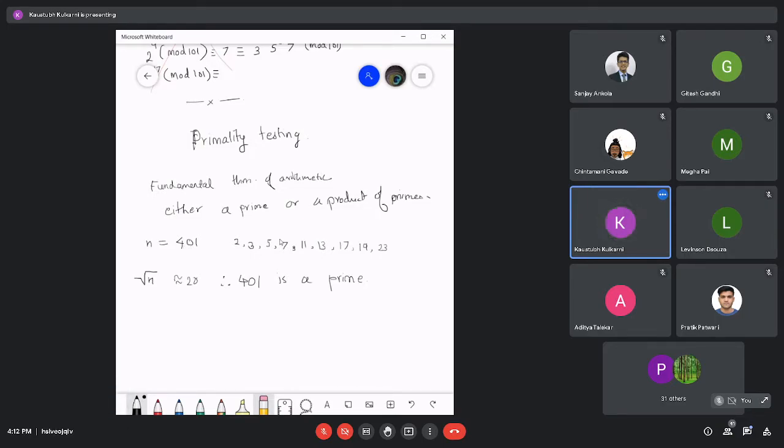Now the first approach is you try to divide it by prime numbers starting from 2 up to square root of n. Okay, so in this case we started with 2, 3, 5, so up to 19 was sufficient. If none of these primes divide the given number, then the given number is a prime. Okay, now why is it sufficient to go only up to square root of n?